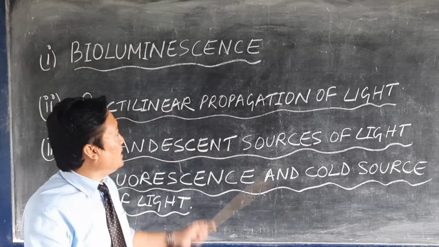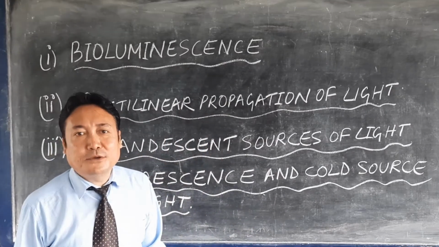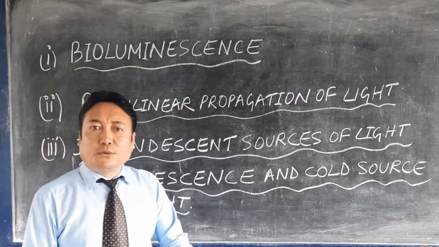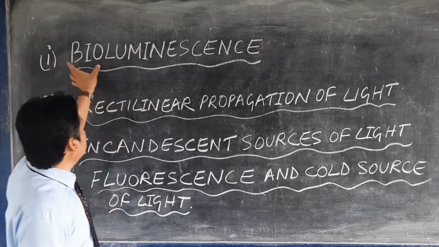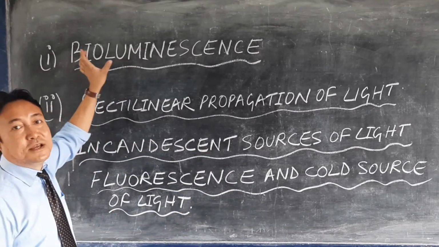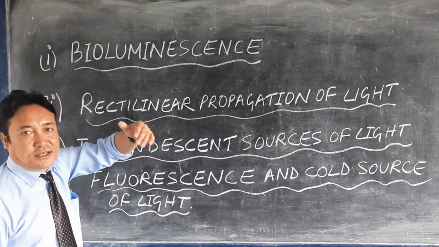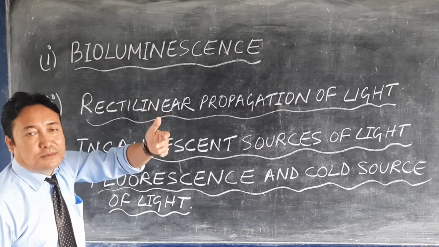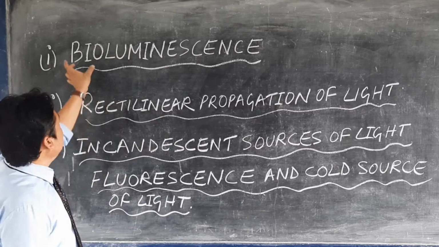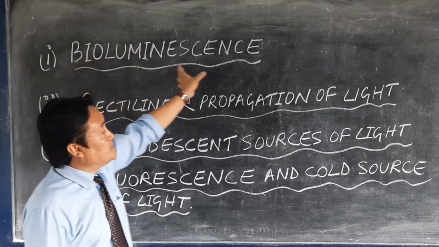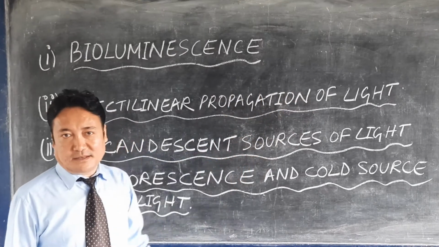Now today, let us discuss the first term here, bioluminescence. The word bio means living. So you study biology, which is one of the subjects in science. Biology means you study only about living things. So bio means living, and luminescence means which emits light, which has light.